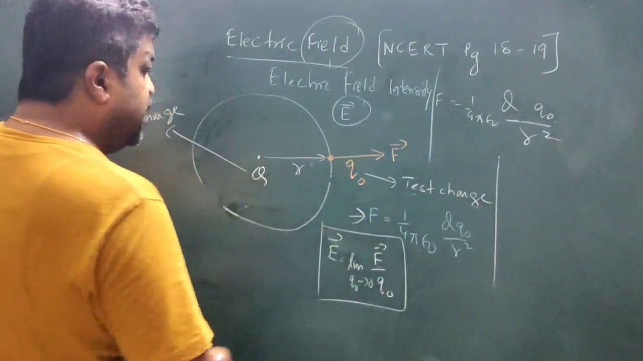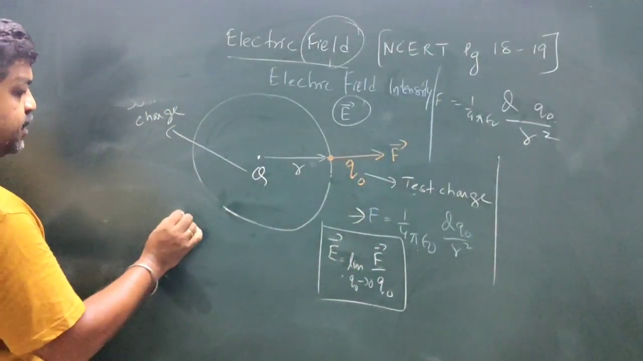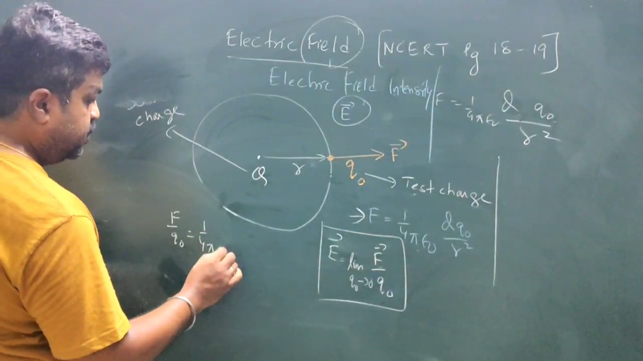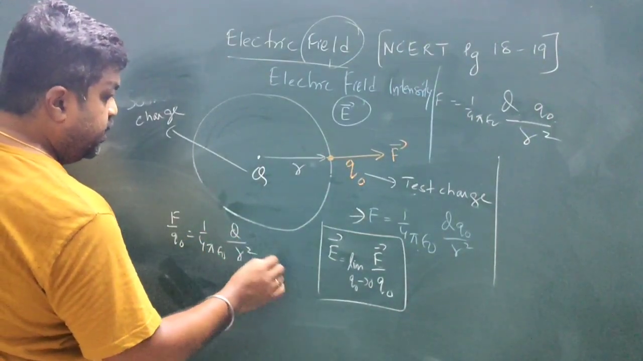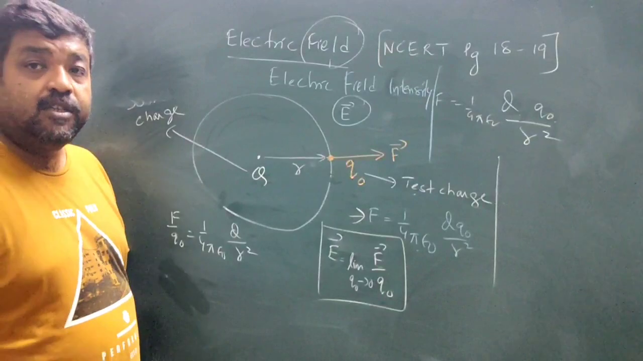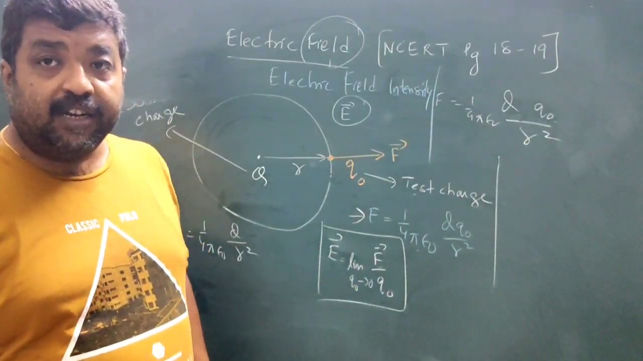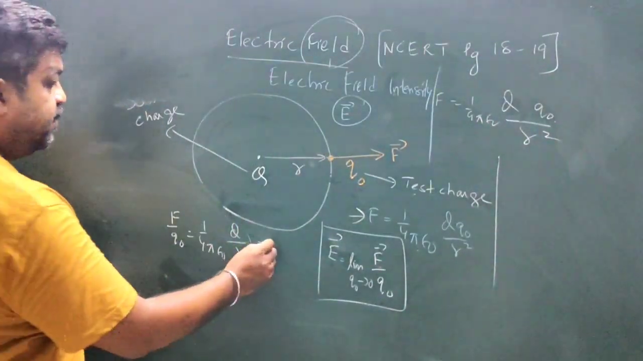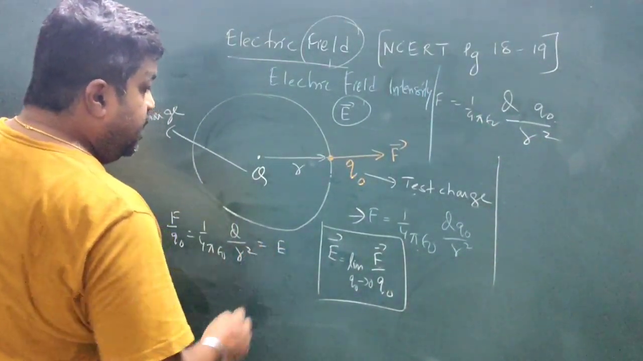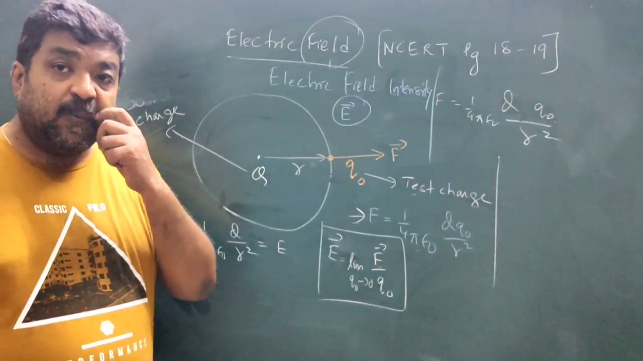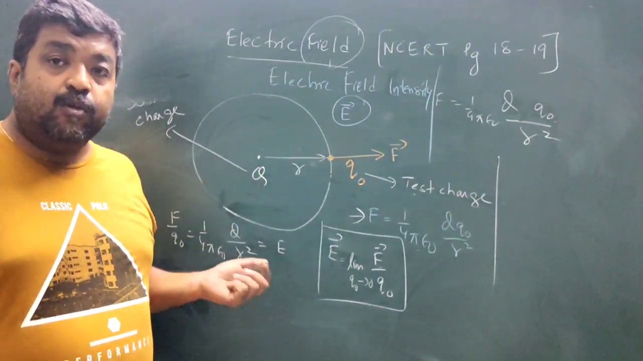Now from this I can write F by Q naught is equal to 1 by 4 pi epsilon naught Q by R square, and force experienced per unit test charge is the electric field. So that means this quantity is the electric field. This is the electric field of which charge? Of charge capital Q. Okay, so this is the electric field due to a point charge.